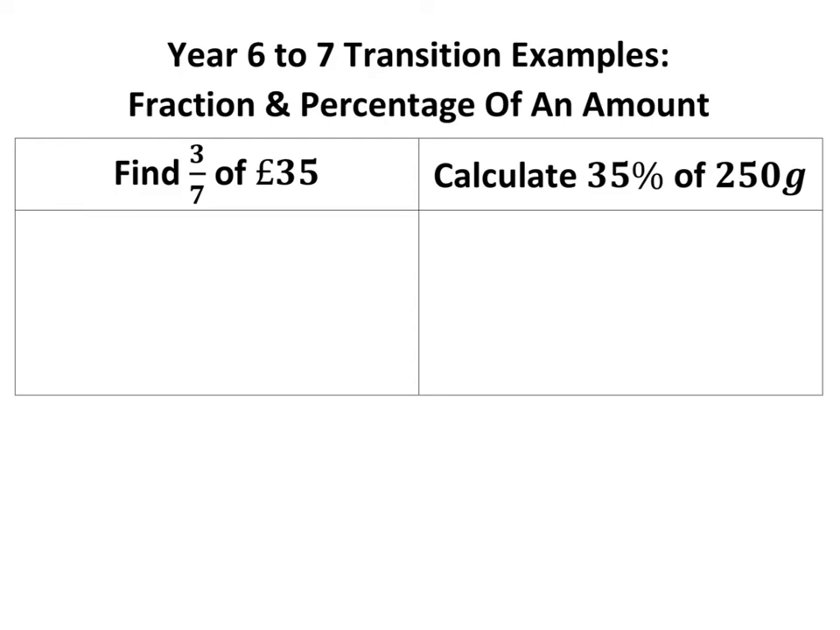Okay, we're finding fractions and percentages of amounts. Now, finding a fraction of an amount, the best way of doing this is really to find one, whatever it is, so the unit fraction it's called, of this. So I'm going to find 1/7 of 35.